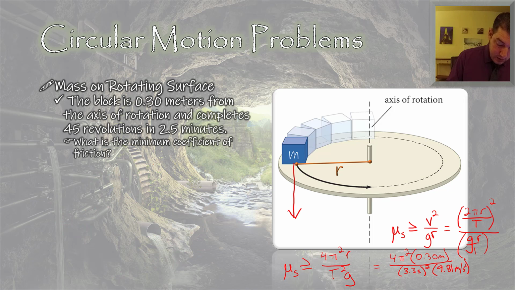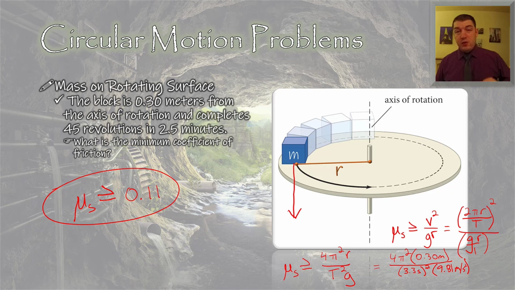Mu s has to be greater than or equal to 0.11086, and so on, to 2 sig figs, 0.11. Coefficients of friction are one of the only numbers that you cannot write units with. Technically, you could write newtons over newtons if you really felt like it, but that would be bad form because coefficients of friction are one of the few numbers that are actually unitless in physics.